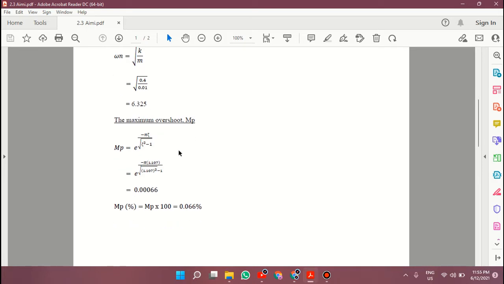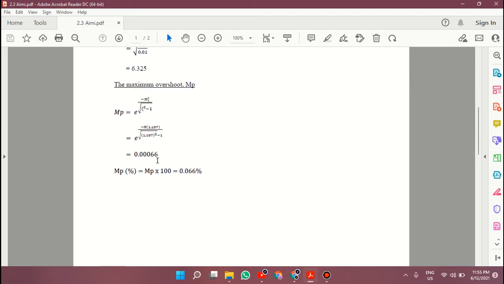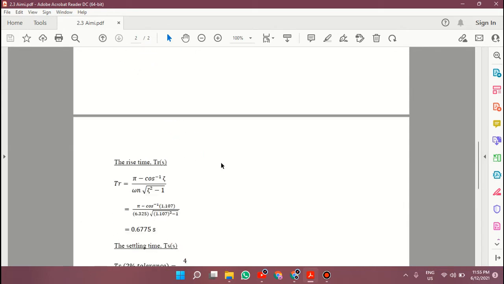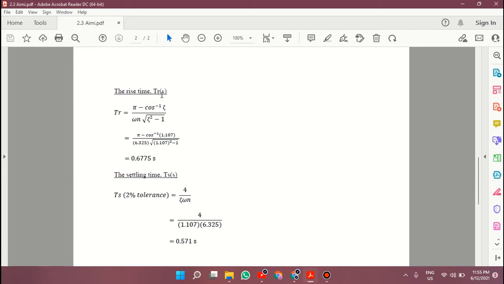For the maximum overshoot, Mp is equal to e to the power of minus pi times the damping ratio divided by the square root of 1 minus the damping ratio squared. We insert the values and it is equal to 0.00066. The Mp in percent is equal to Mp multiplied by 100, equal to 0.066%.